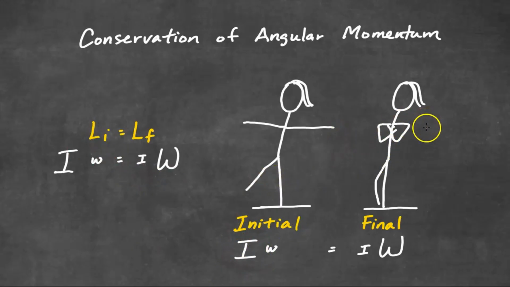When they bring their arms and their legs in, they have a smaller rotational inertia. So what's the trade-off? Since the initial momentum equals the final momentum, the trade-off is their angular velocity. So initially, they have a large rotational inertia, but a small angular velocity. When they bring their arms and legs in, they have a small rotational inertia, but a large angular velocity.